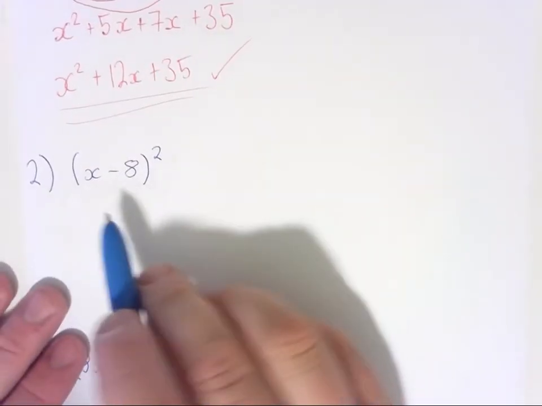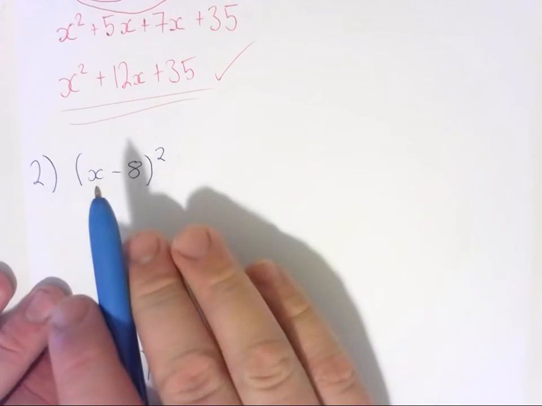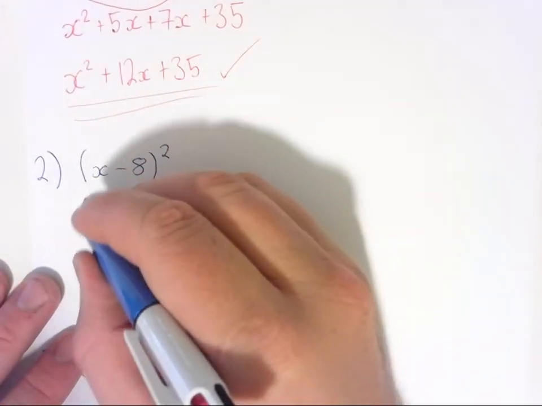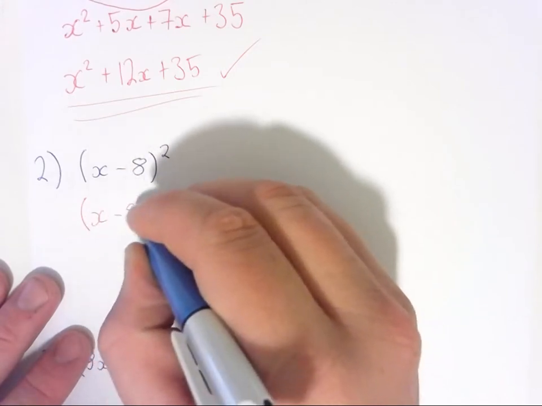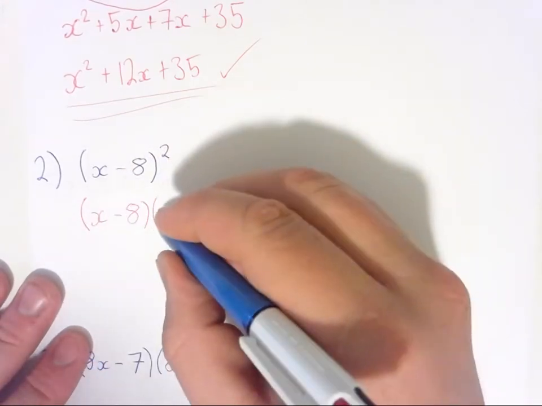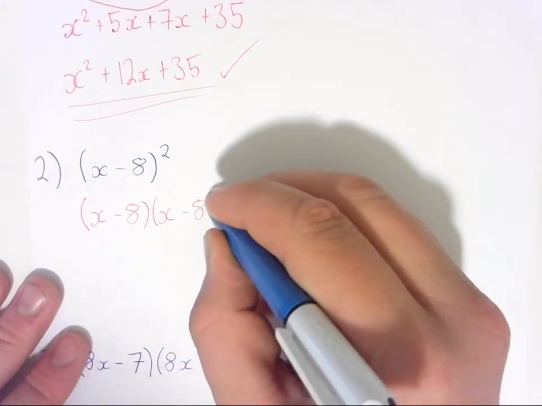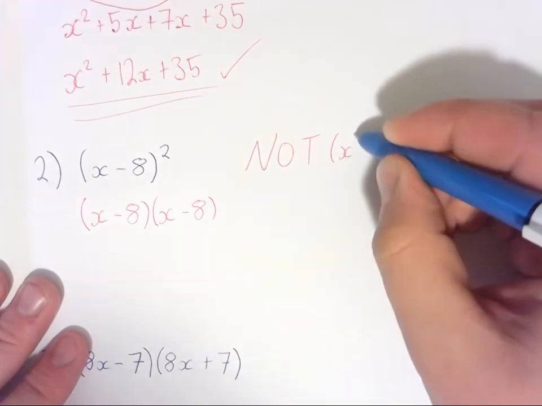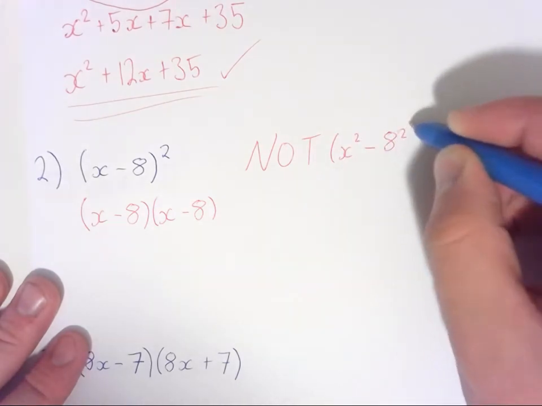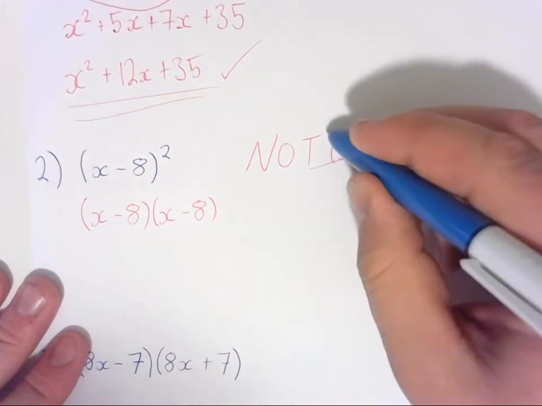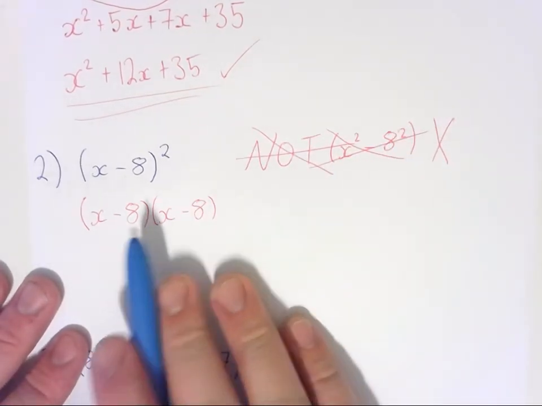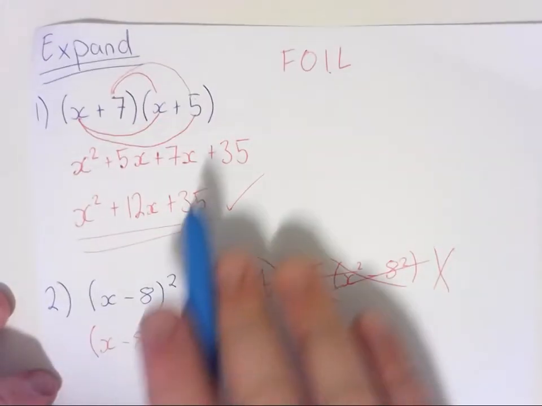Next one with expanding we're going to have a quick look at is x take 8 squared. Now remember, I cannot stress this enough. x take 8 squared changes into x take 8 multiplied by itself. It is not x squared take 8 squared. No, wrong. Don't do it. We must do it like this, then use our FOIL method.